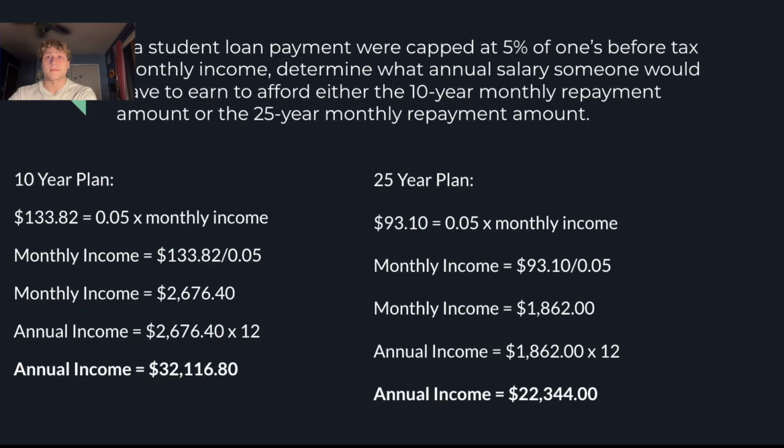So moving on, if a student loan payment were capped at 5% of one's before-taxes monthly income, determine what annual salary would be needed. This is pretty much the salary someone would need to pay off these plans. So with a 10-year plan, you take the monthly payment.